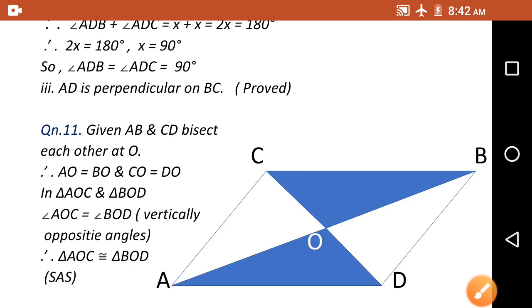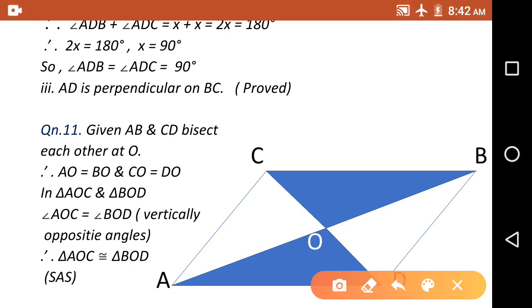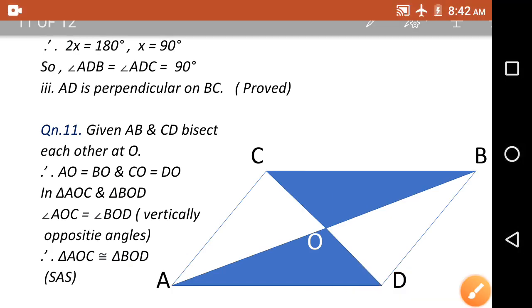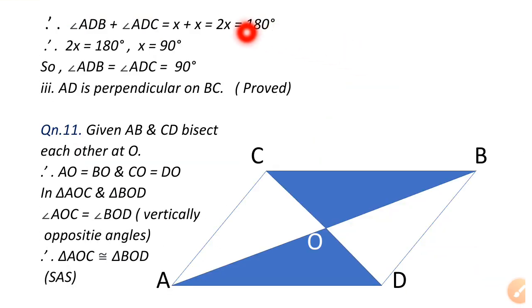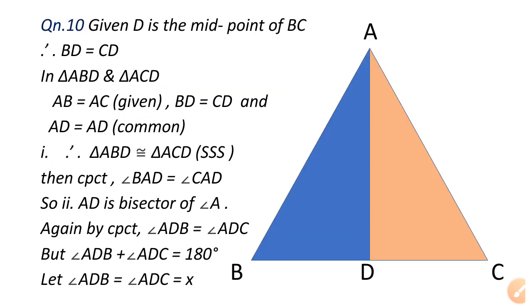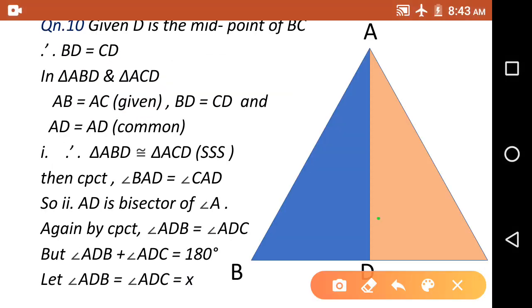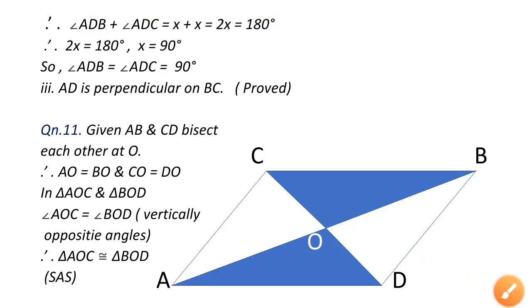Now in the next page, when those are taken as x, you can easily see in the first line, let me show. Here, ADB plus ADC, x plus x equal to 2x, so you will get x equal to 90 degrees. x means ADB or ADC, so both are 90 degrees. That means directly you can say AD is perpendicular to BC. If those angles are 90 degrees, this is the perpendicular on BC. So this is proved. Now see the next question, question number 11.